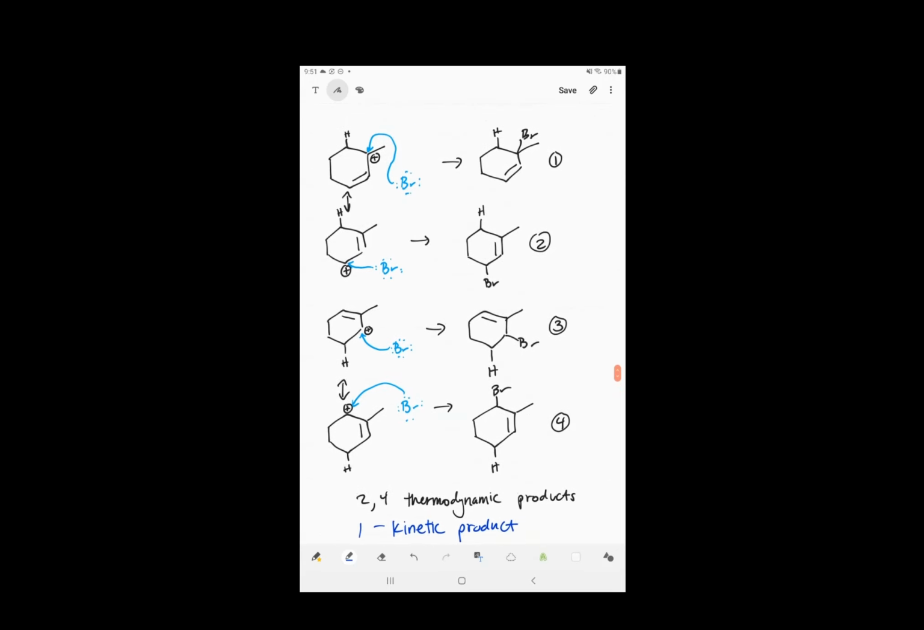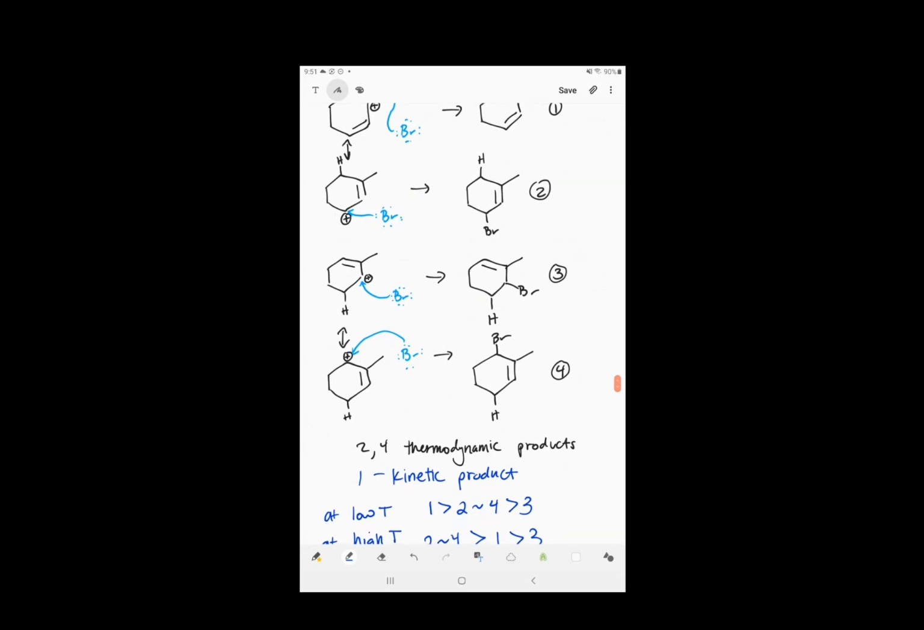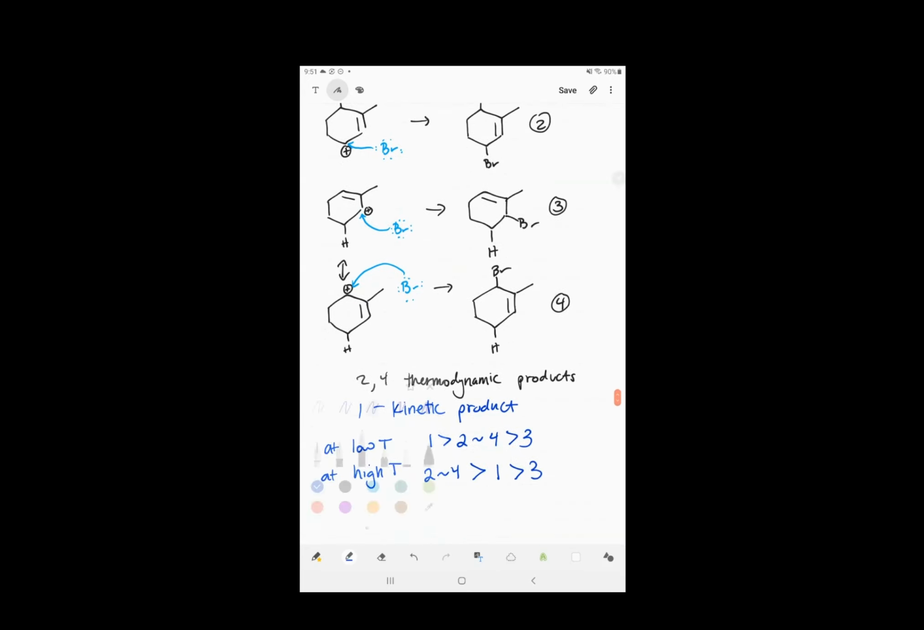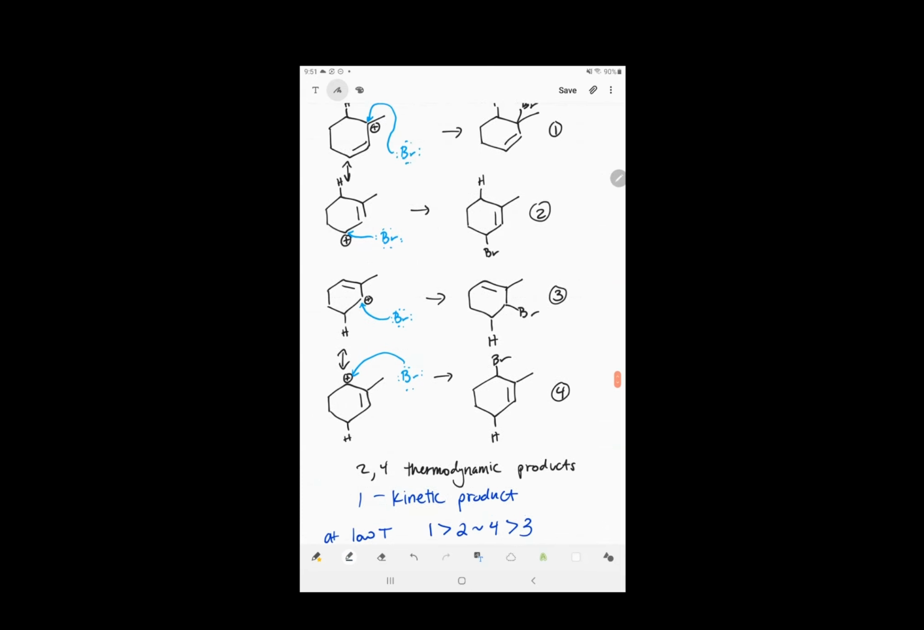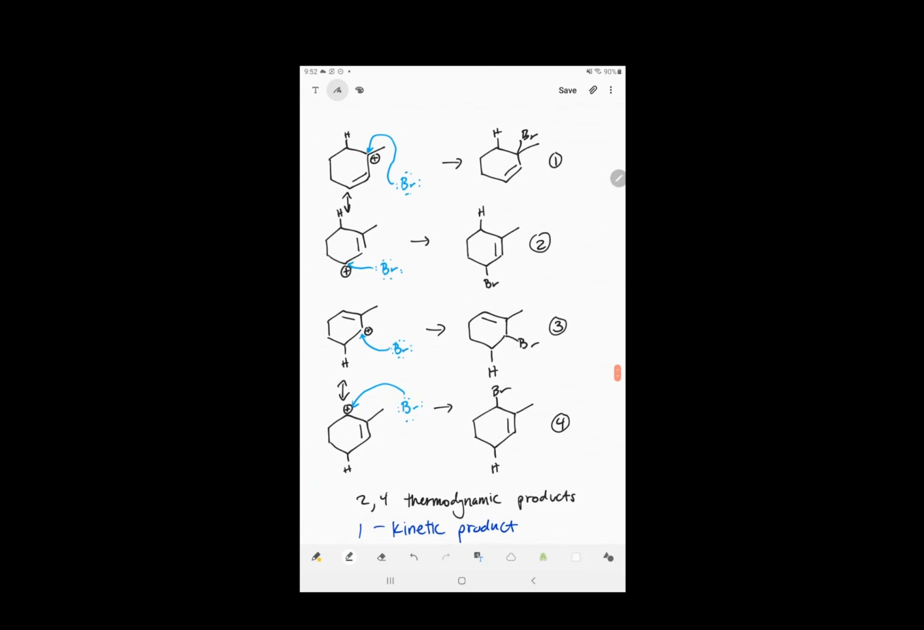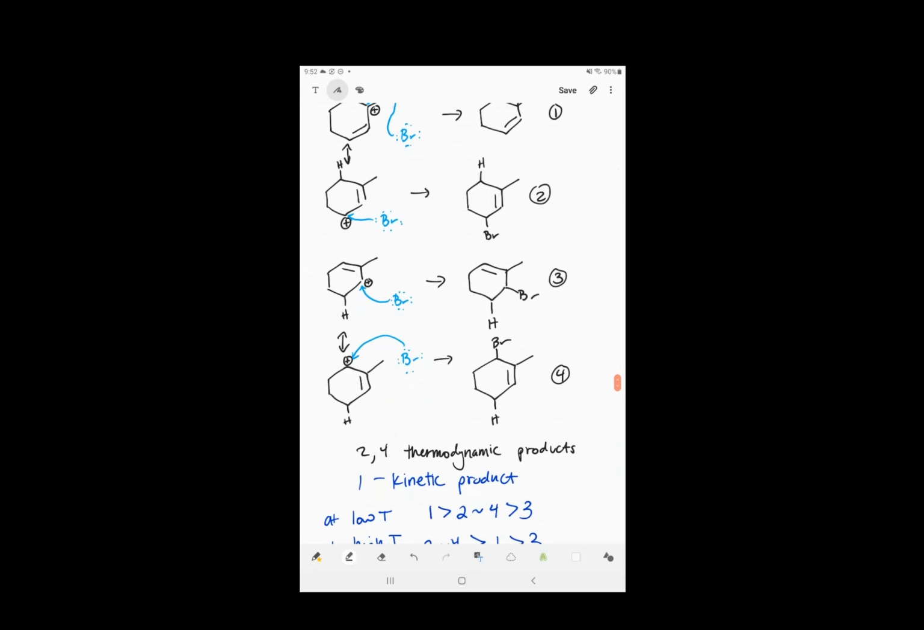Wait a second. Y'all lied to me. Number 3 is totally a kinetic or thermodynamic product too. It also has 3 carbons on it. Why do I listen to you guys? I should never have done that.